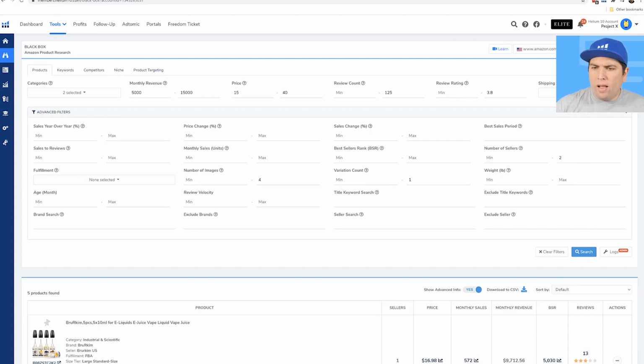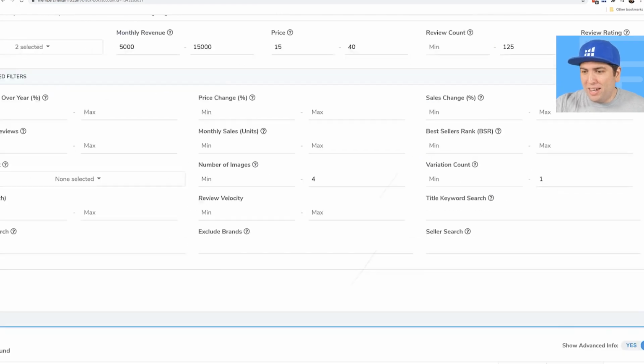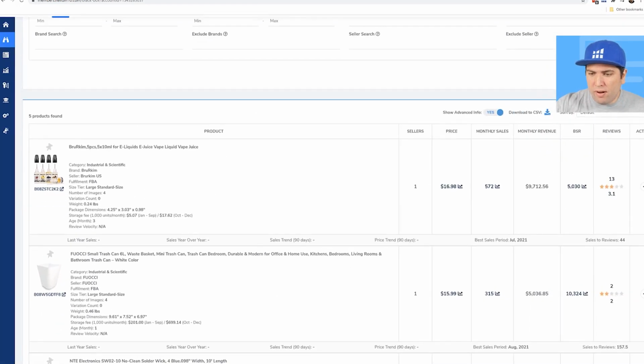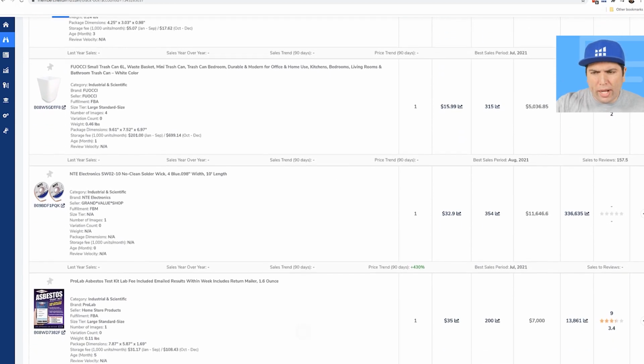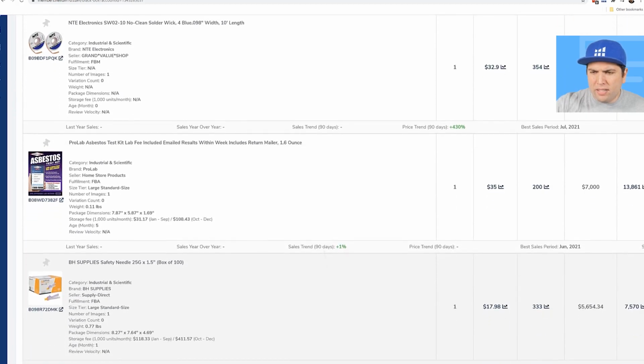All right, now I'm actually surprised I found anything here because these are very narrow filters. I was thinking there might be no results and I would have to open up some of these filters, but as you can see, it actually found 5. So let me just take a look at some of these products. We see a trash can here, a solder wick, not sure what that is, asbestos test kit. Here we go.